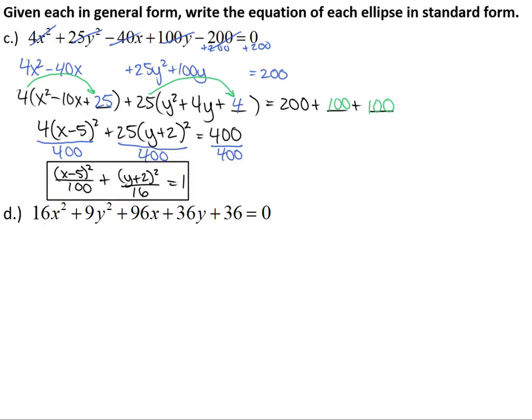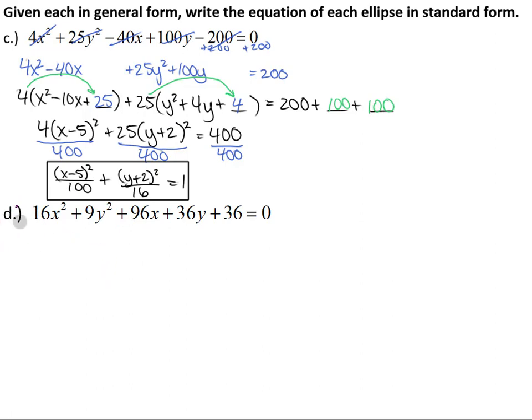We know lots of things about it now, like its center is at 5, -2. We know it's a horizontal ellipse because it has the larger denominator under x. And you could figure out, of course, where the foci are and major and minor axes like we did before.